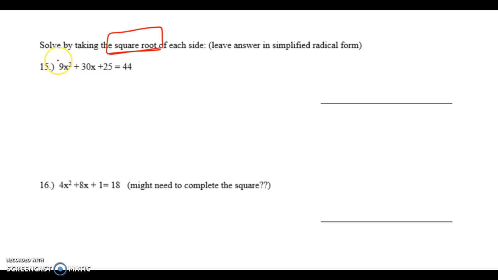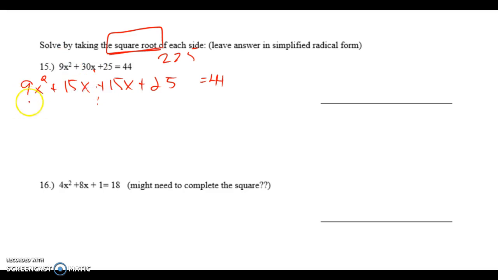If I realize this thing can be factored, I'm going to multiply A times C. So I get 9 times 25, and what factors of that add up to 30? Well, I think it's going to be 15 times 15 because it's 225. So I have 9x squared plus 15x plus 15x plus 25. Still leaving that 44 over there.